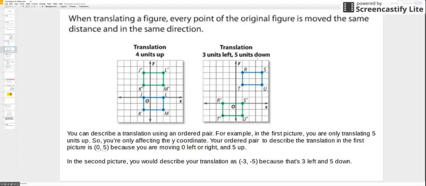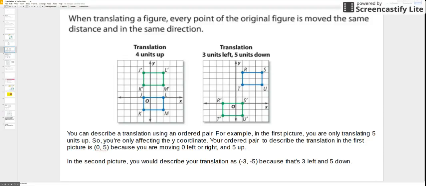Here it says 3 units left and 5 units down. Let's see. 3 units left, 1, 2, 3, and 5 units down, 1, 2, 3, 4, 5. There's our new point. 3 units left, 1, 2, 3, 5 units down, 1, 2, 3, 4, 5. So that there's our R prime. Okay, 3 units left, 1, 2, 3, 5 units down, 1, 2, 3, 4, 5. Same thing. 3 units left, 1, 2, 3, and then 5 units down to get U prime.